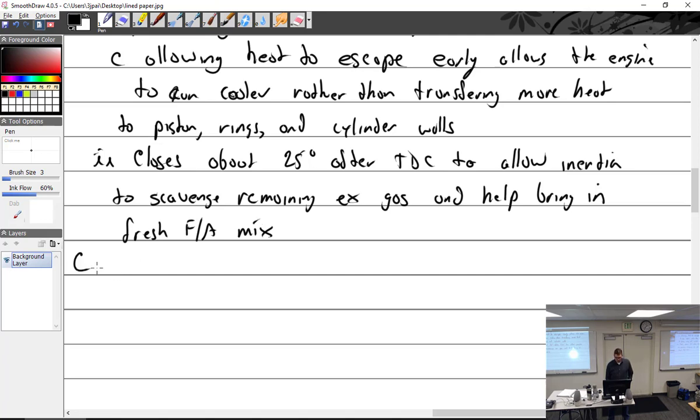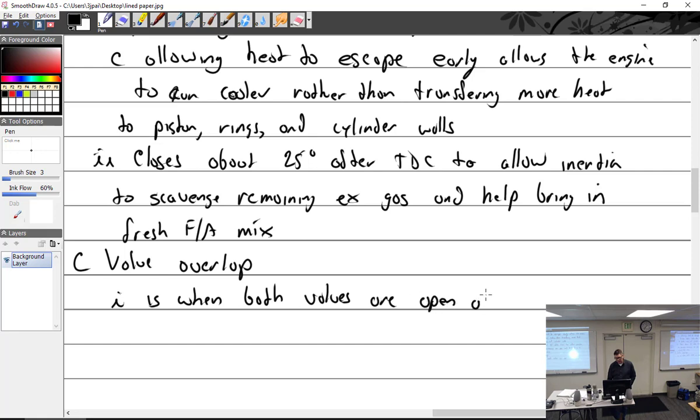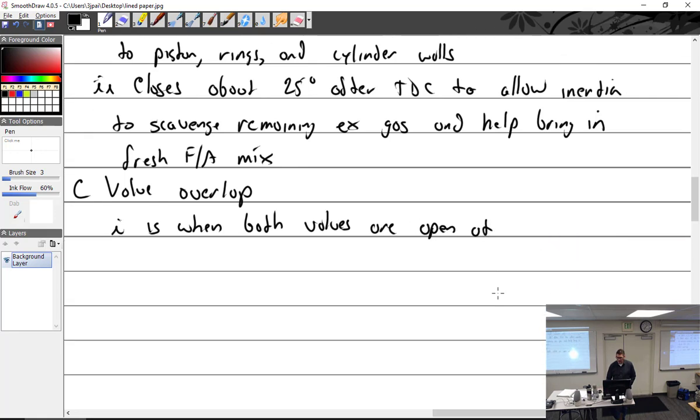And then the last point here is our valve overlap. I got too much written. Notice that the intake valve is open 50 degrees before top center. Exhaust valve is open 25. Valve overlap, I'll just make this more simple. Valve overlap is when both valves are open at the same time.